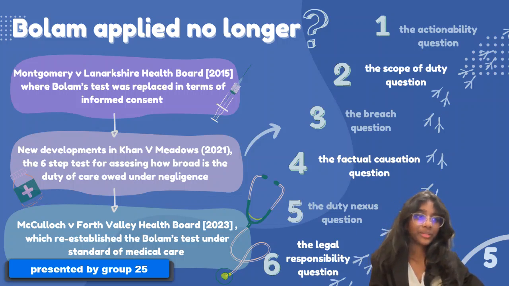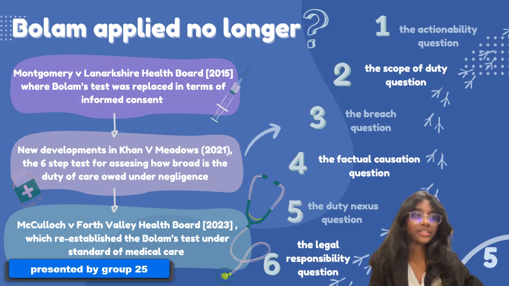So basically, this test was said to be a helpful model for analyzing the place of the scope of the duty of principle in the tort of negligence, which was stated by Lords Hodge and Sales, with whom Lord Reed, Lady Black, and Lord Kitchen agreed. So we're going to go through very briefly all 6 steps of this new test.